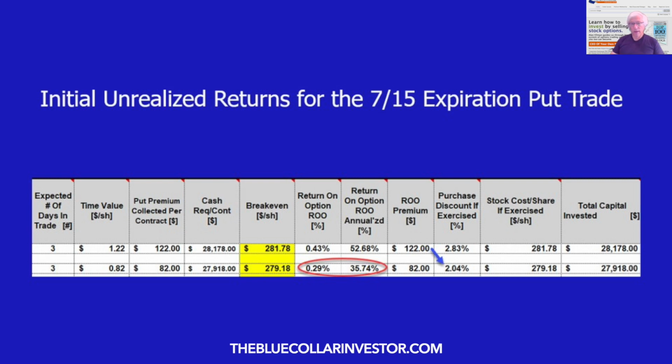And if the price of the Qs moves under that new strike price, then we will have purchased it at a discount of 2.04% from when this second trade was entered. Okay, so hopefully that makes some sense.